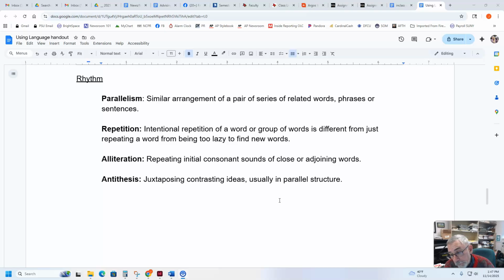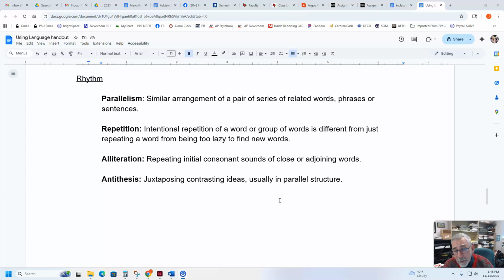How about this one from another civil rights leader, Jesse Jackson. Today, students can put dope in their veins or hope in their brains. If they can conceive and believe it, they can achieve it. They must know it is not their aptitude, but their attitude that will determine their altitude. So we've got dope in their veins, hope in their brains, parallelism. We've got conceive it, believe it, achieve it, parallelism. We've got aptitude, attitude, altitude, parallelism.